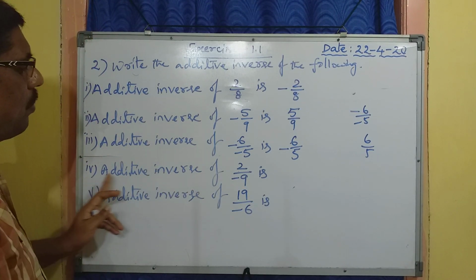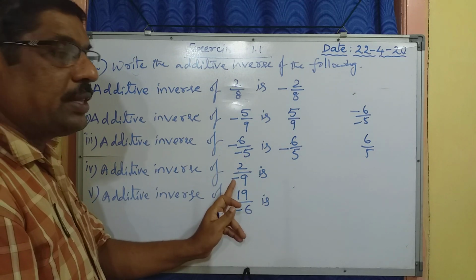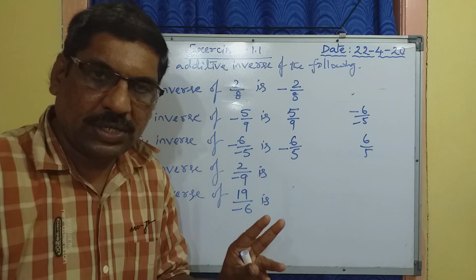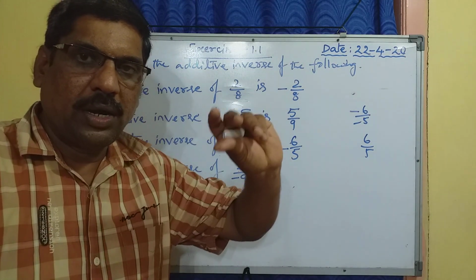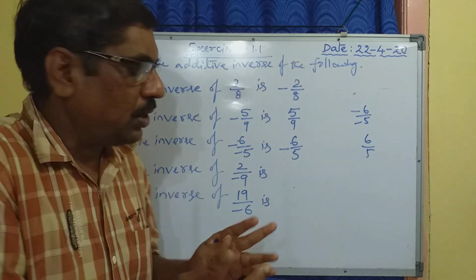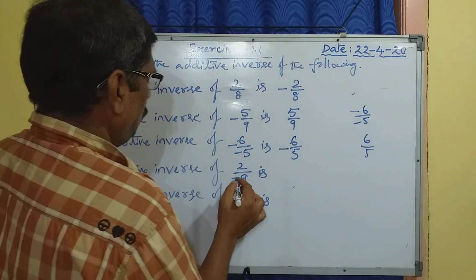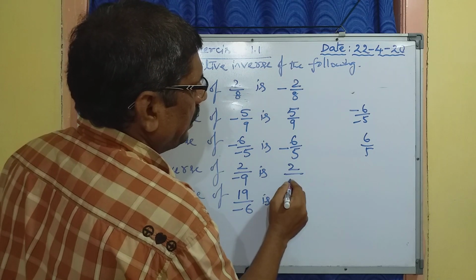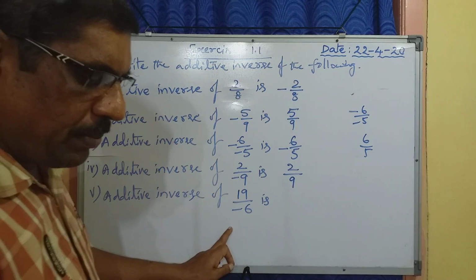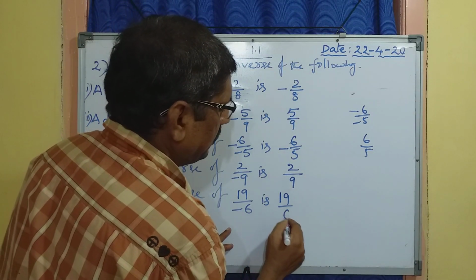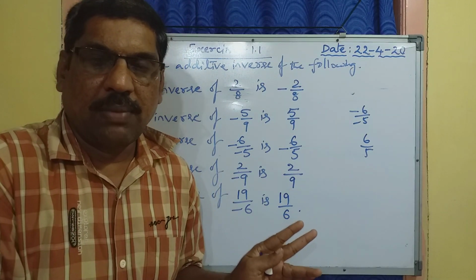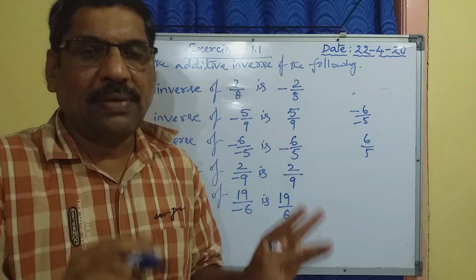Now look at the fourth problem. Additive inverse of 2 by minus 9. Here the symbol minus is there for the denominator. Wherever the minus is there for a fraction, whether it is in the numerator or denominator or in the middle of the fraction, the minus belongs to the whole given rational number. So we can write its negative. So its additive inverse is 2 by plus 9. That is 2 by 9. Okay. Like that, the additive inverse of 19 by minus 6 is 19 by 6. Got it? So it is very simple to write the additive inverse of any rational number. Just we have to change its symbol. Okay.